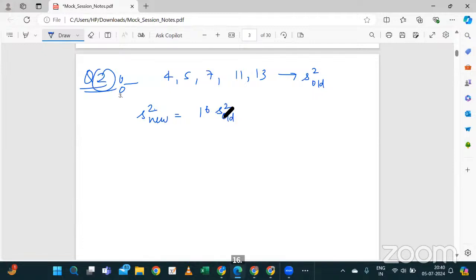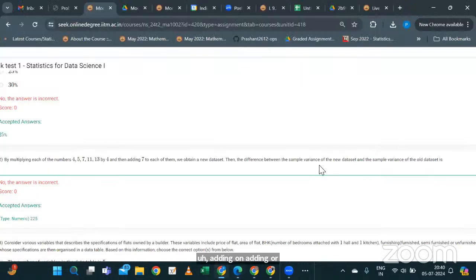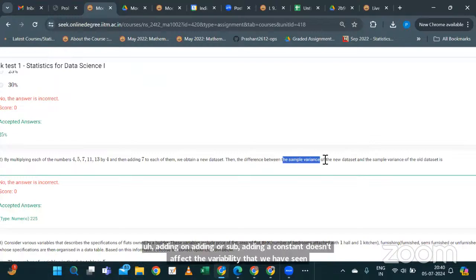And there will not be any effect if I add any constant, right? Because variance and standard deviation are not affected by adding a constant. Adding or subtracting a constant doesn't affect the variability, right? We have seen it already in week 3. So the question asked is, what is the difference between the sample variance of the new data set and the variance of the old data set?